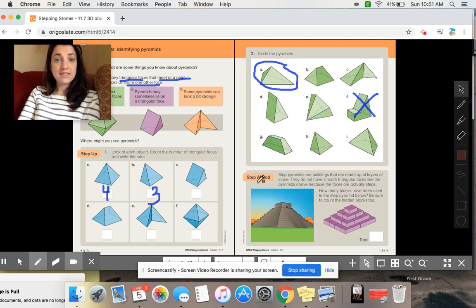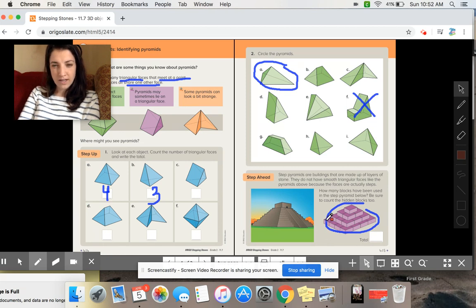Step ahead is a little tricky today, and I'm going to read it to you and then give it your best try. Step pyramids are buildings that are made up of layers of stone. They do not have smooth triangular faces like the pyramids above because the faces are actually steps. So, how many blocks have been used in this step pyramid right here? How many blocks have been used? Be sure to count the hidden blocks too.